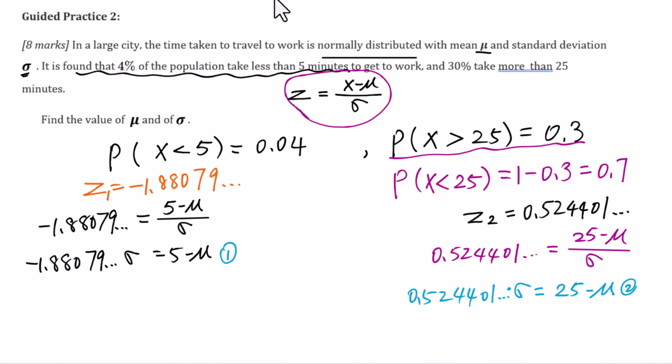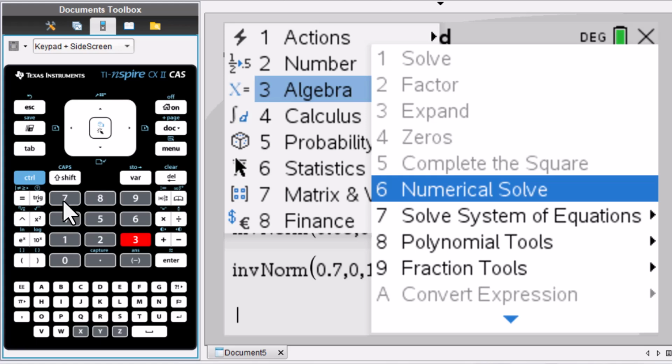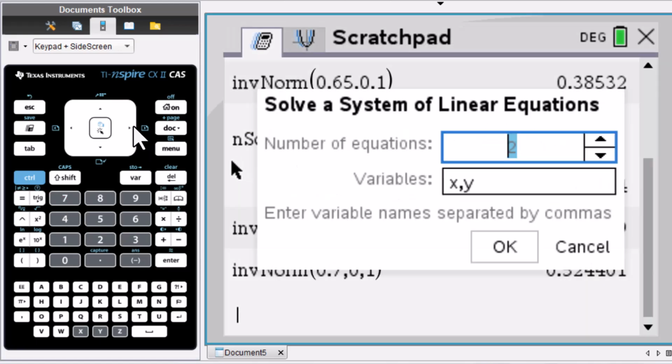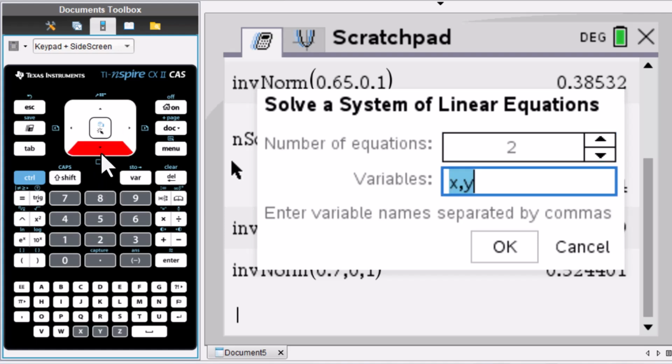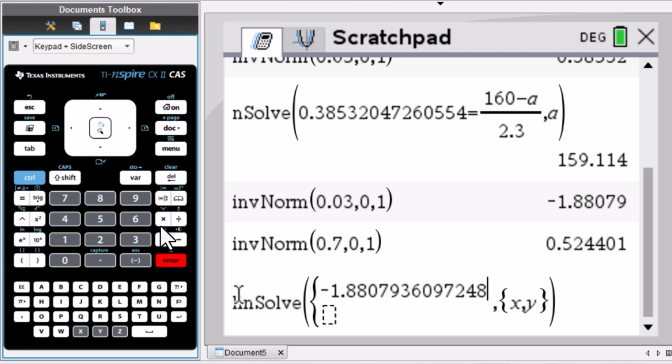We will use these two equations to form a system of equations. Go to calculator. Go to menu 3, 7, solve system of equations. 2 equations. We can use x, y. Then enter. X will be sigma, y is mu. So we got the first one, times x equals 5 minus y.